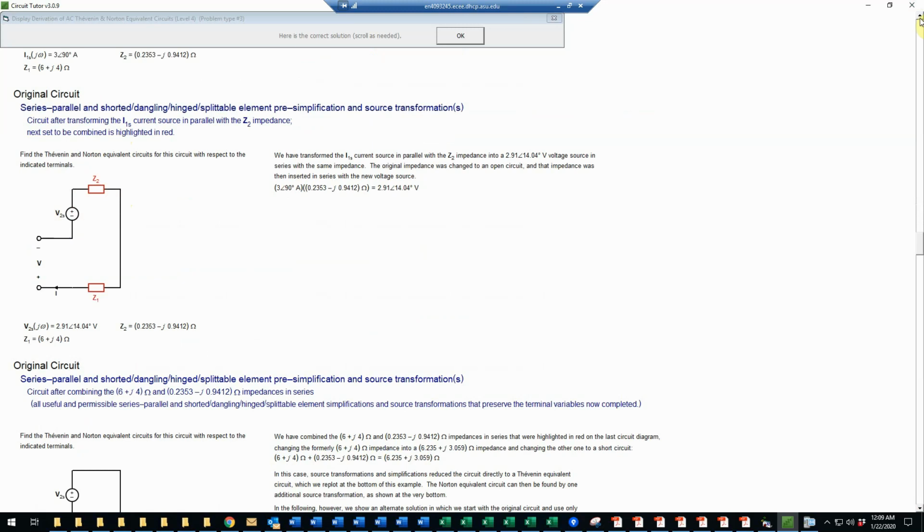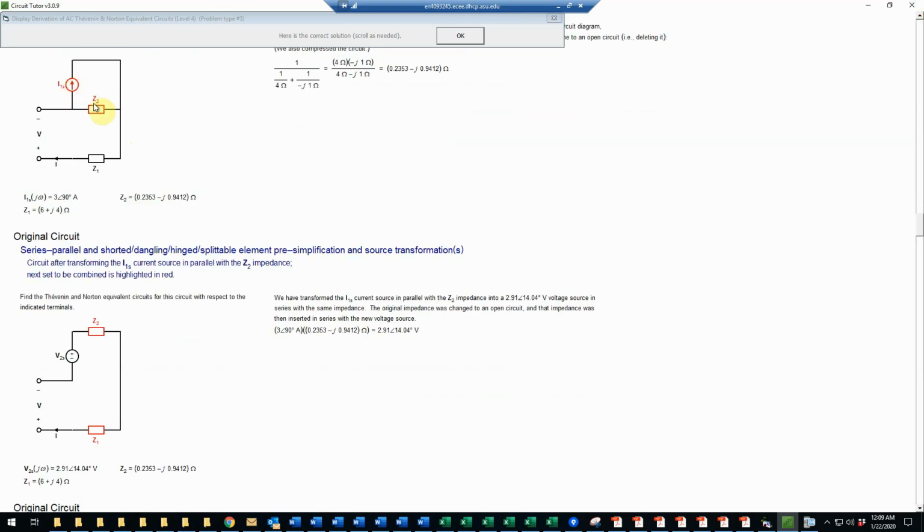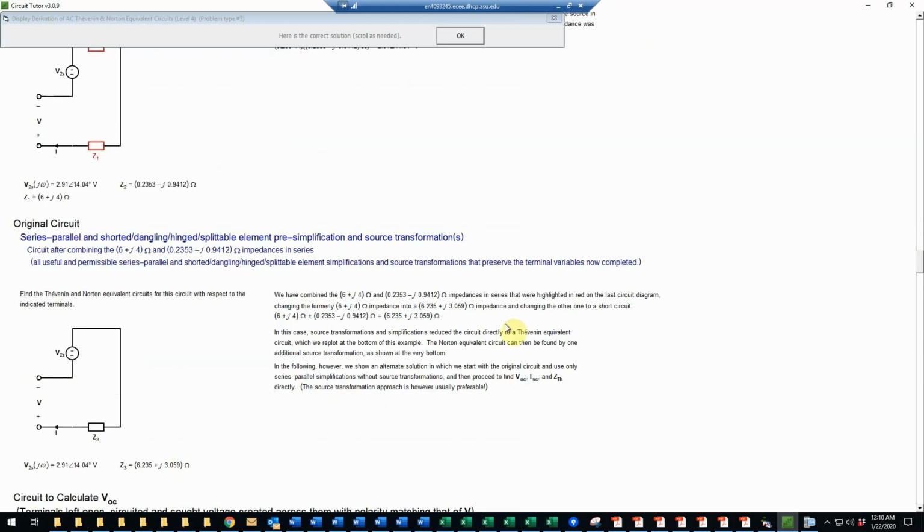And of course, to compute that V2S, we needed to multiply I1S times Z2. So the 3 angle 90, or 3j equivalently, multiplies this. And that's probably easiest to do on a calculator. And that would give you the value of V2S as shown here. Okay, and then finally we would just combine those two impedances in series by adding their values, which is fairly simple to do. That gives us this new impedance Z3, which is this value down here, which is the sum of the two original impedances.